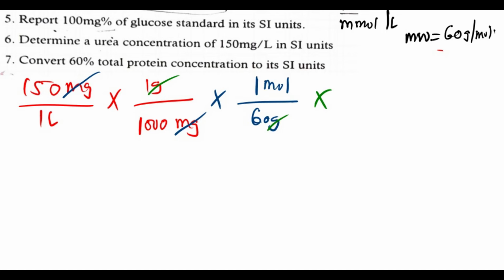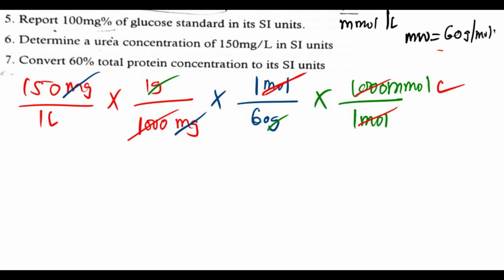Again, in 1 mole I've got how many millimoles? I've got 1000. So let's see. Millimoles and millimoles will cancel, 1,000 and 1,000 will cancel. Sorry, moles and moles will cancel, not millimoles. Moles and moles will cancel. I'll remain with millimoles on top and liter down. That is what I want.